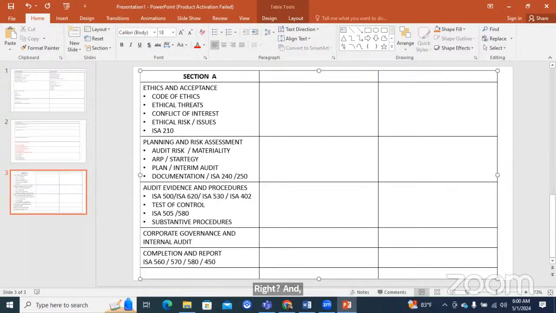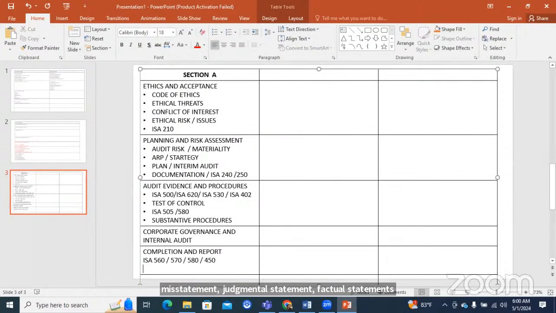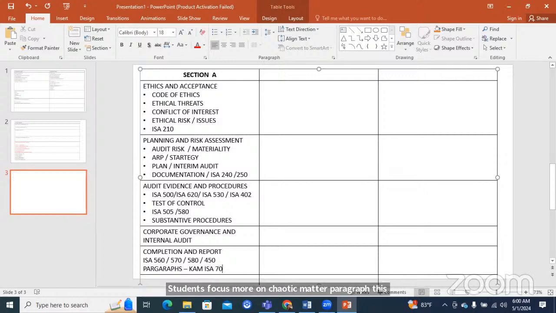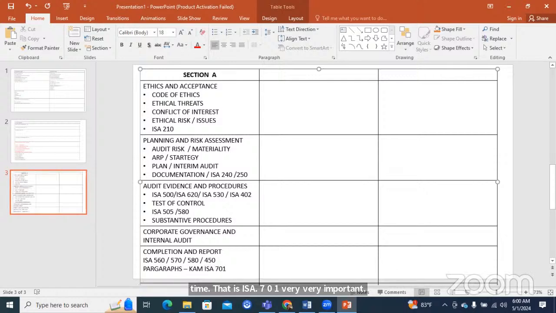ISA 450, overall review and misstatements, projected misstatement, judgmental misstatement, factual misstatements, that can be combined along with audit report paragraphs. There are different types of paragraphs you might study, right? Paragraphs, I can say like ISA 706, emphasis of matter paragraph, other matter paragraph, going concern paragraph, key audit matter paragraph, right? Students focus more on key audit matter paragraph this time. That is ISA 701. Very, very important, right? So paragraphs and opinion, any types of opinion. So these combinations can be possible.